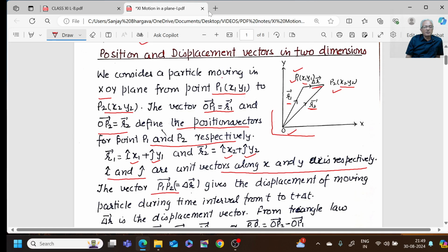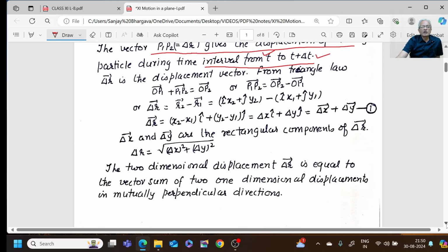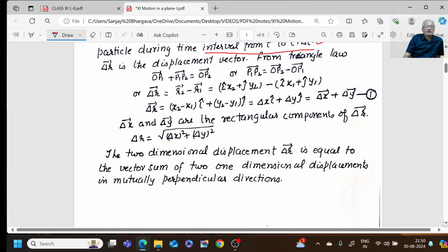The vector P1P2, equal to delta R, gives the displacement of the moving particle during the time interval t to t plus delta t. So P1 is the position at time t, and P2 is the position at time t plus delta t. So it performs a displacement delta R in the time interval delta t. We are going to use the triangle law, according to which the vector OP1 plus the vector P1P2 must be equal to the vector OP2. So P1P2 vector can be written as OP2 minus OP1. So delta R can be written as R2 minus R1.